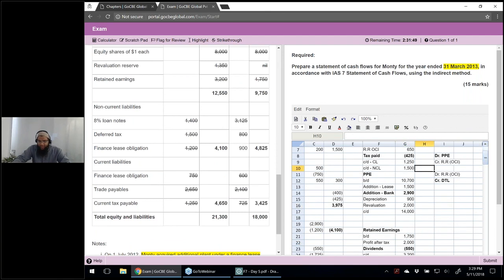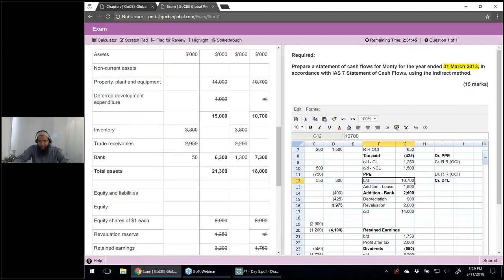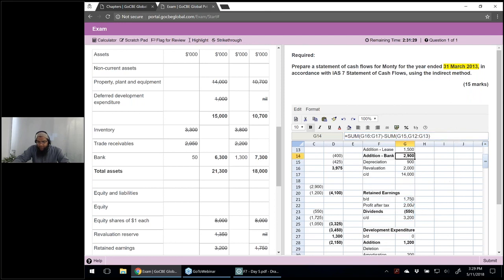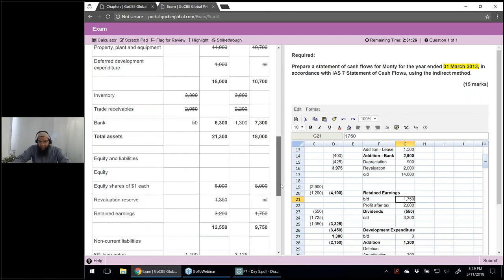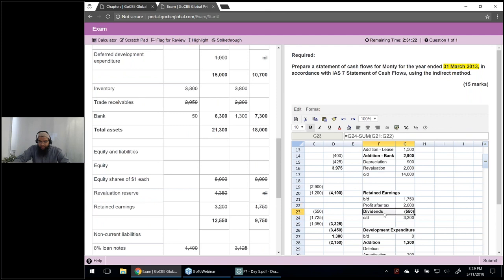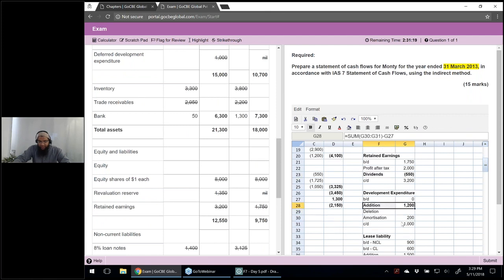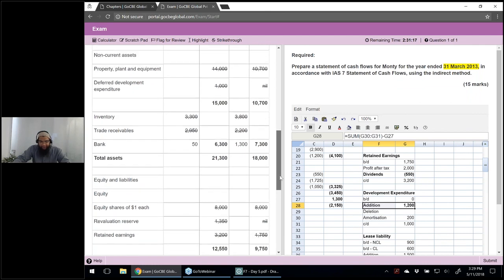So the tax account is okay. So far so good. Property, plant, and equipment brought down and carried down is okay. Revaluation of 2000 is okay. Depreciation 900 okay. Leased asset 1500 okay. The sum seems to be okay. Retained earnings brought down was 1750, carried down was 3200, profit 2000, dividends are okay. Additions 1200 is okay. No error found yet.